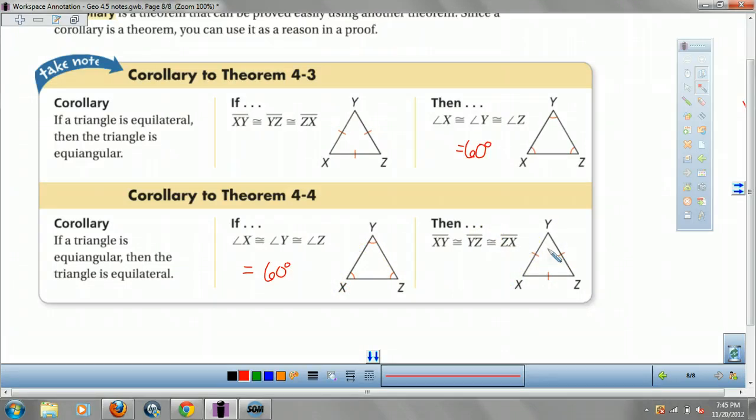Now I want you to think about this, ponder this. If two angles of a triangle are 60 degrees, what does the third have to be? That's right, 60. So it has to be an equilateral triangle. Something to think about.